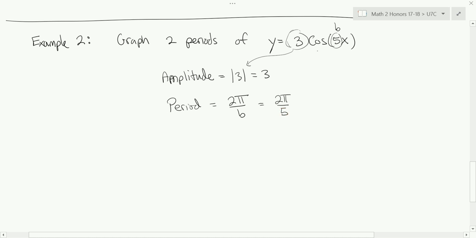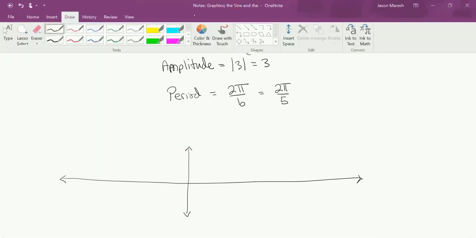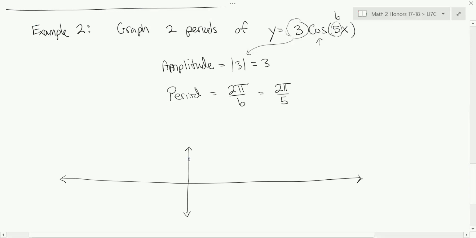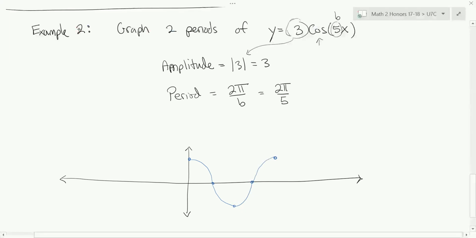And then note, we are graphing the cosine function here, where in example 1, we graphed the sine function. Here's my x-axis. Here's my y-axis. And the cosine function starts at the y-axis at its maximum, drops down to the x-axis, goes to its minimum, back to the x-axis, back to its maximum. So that's one period of that cosine function.